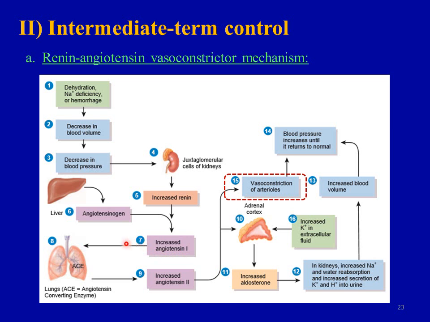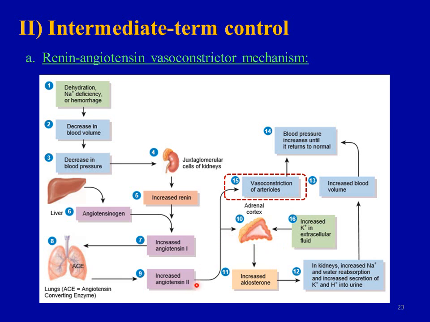Angiotensin I, as it flows through the pulmonary capillaries that express the ACE enzyme, angiotensin converting enzyme, will be converted to the more active peptide, which is angiotensin II. Angiotensin II has two effects. One of them is vasoconstriction, which will increase the total peripheral resistance, and if we increase the total peripheral resistance, this will lead to an increase in the mean arterial pressure. So this is considered an intermediate term control of this renin-angiotensin system.